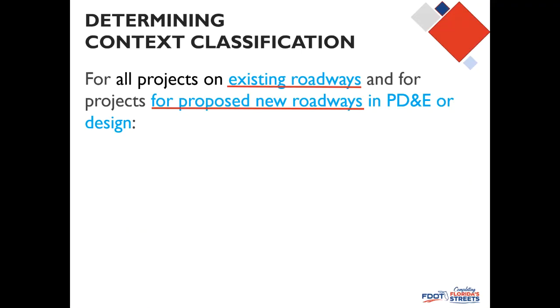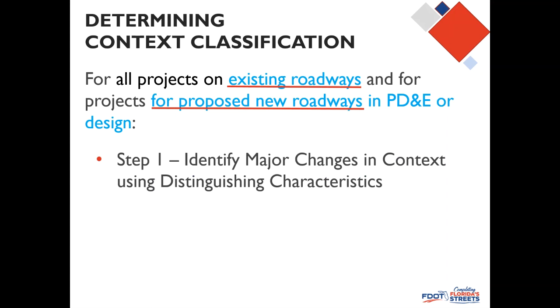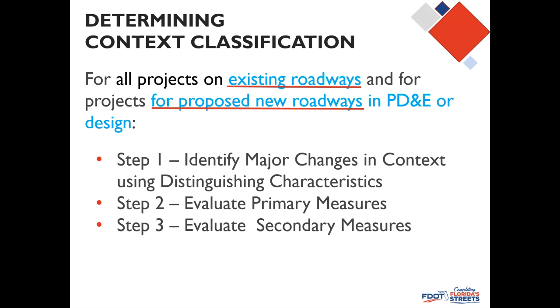For all projects that are on existing roadways and for projects that are on proposed new roadways in PD&E or design, this is the way it works. You start by identifying the major changes in context using the distinguishing characteristics that we looked at above. That's the first step. And then you evaluate the primary measures. For these types of projects, you may also want to look at evaluating the secondary measures for projects that are new roadways in PD&E or in design.